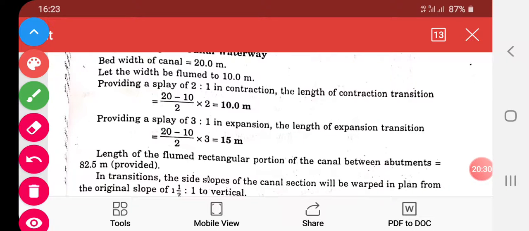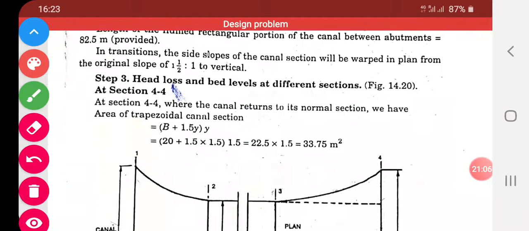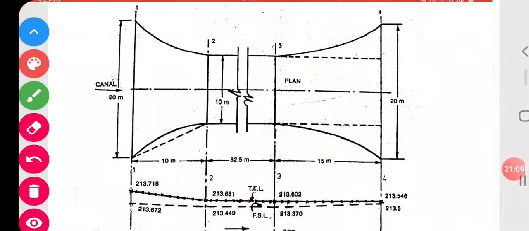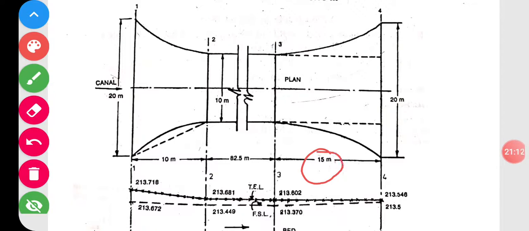Providing a splay of 3:1 in expansion. Length of the expansion transition is 20 minus 10 upon 2 into 3. What is this 3? Because it is 3:1, therefore that 3 is multiplied over here. That is the ratio of splay, ratio of expansion. So this one is multiplied here, so automatically you get 15 meter. So this 15 meter is calculated here. This is the length, 15 meter.